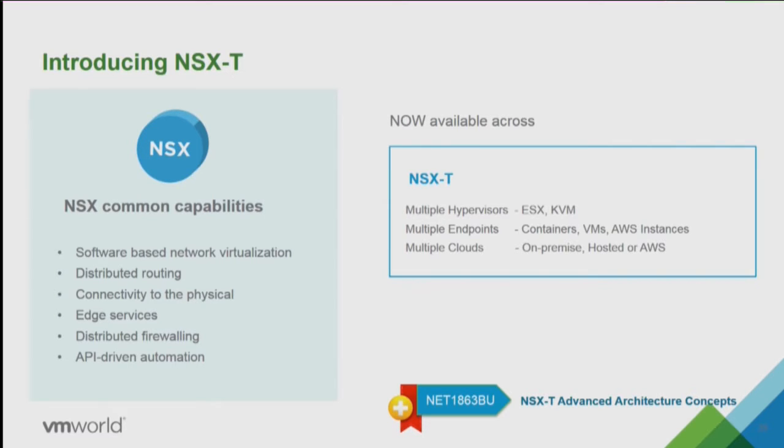You get the same common capabilities like software-based network virtualization, distributed routing, connectivity to the physical, the edge services like edge firewall, distributed firewalling, API-driven consumption. You get all of this, but you get these for heterogeneous environments. You get this for OpenStack-based environments consumed by VIO or by Red Hat. So we are certified for Red Hat OSP 10. We work very well with Kubernetes.